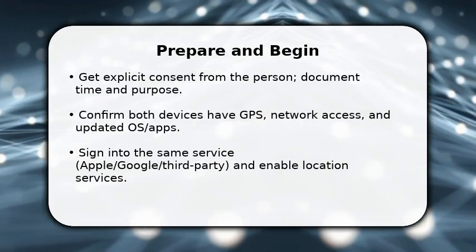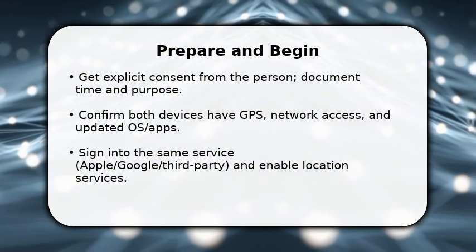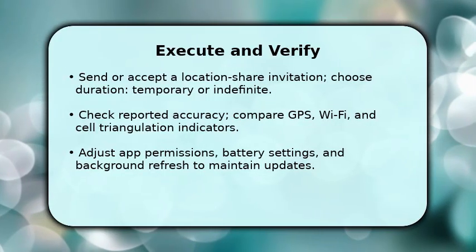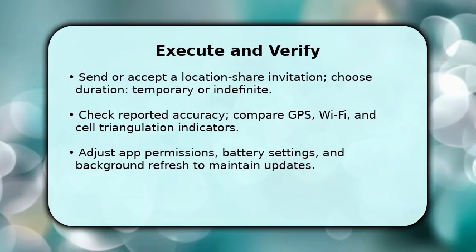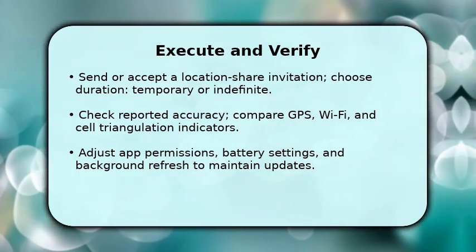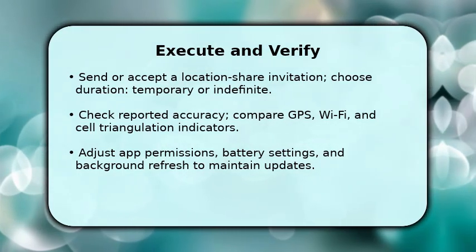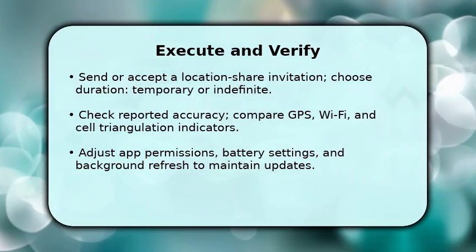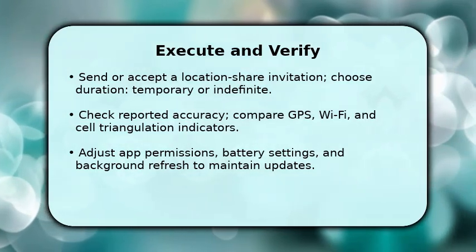This links devices and initiates the secure sharing process. Once the sharing invitation is accepted, choose whether the link is temporary or ongoing and confirm the visible device name. While monitoring, verify accuracy by checking GPS lock, Wi-Fi fixes, and cellular signal strength. Discrepancies point to poor reception rather than system failure.